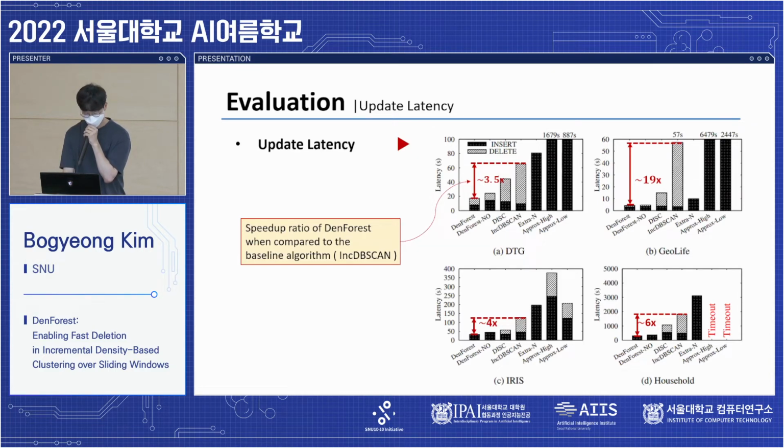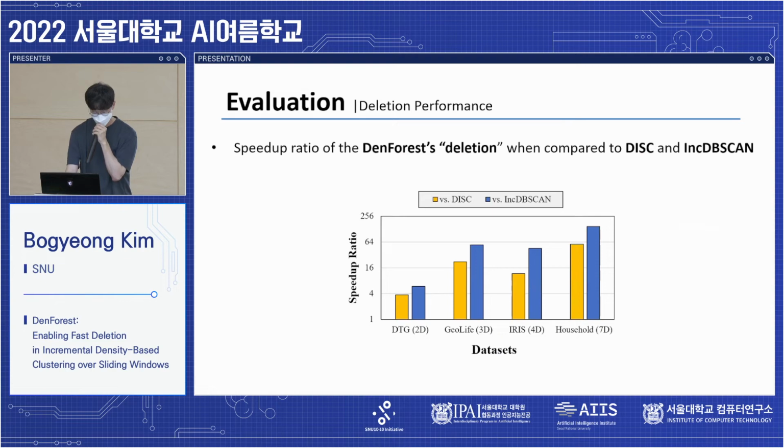The red annotation in the figure shows the speed-up ratio of DenForest when compared to the baseline algorithm, which is incremental DBSCAN. We can see that DenForest shows up to 19 times faster update latency than incremental DBSCAN on the GeoLife dataset. Also, DenForest outperforms all other methods for all datasets. Then this figure shows the speed-up ratio of DenForest deletion when compared to DISC and incremental DBSCAN. DenForest deletion shows up to 56 times faster speed than the DISC algorithm, and 146 times faster speed than incremental DBSCAN. And the speed-up ratio tends to increase as the dimensionality of the datasets increases.